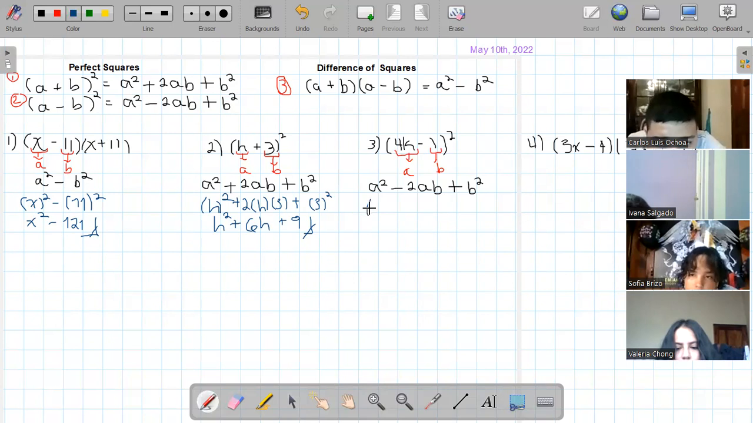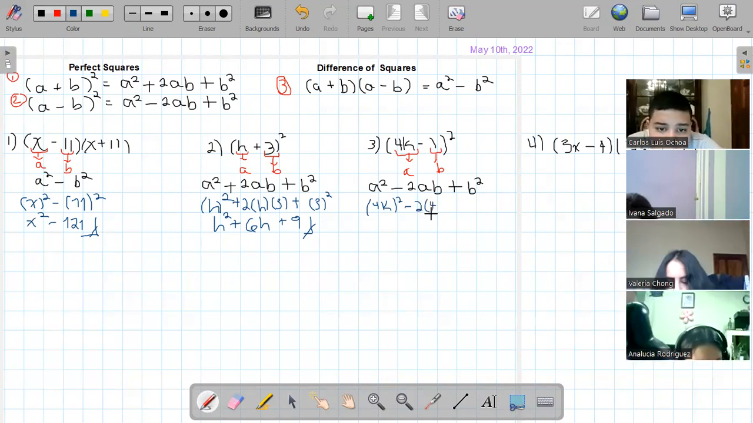So we're going to have 4K, and that goes to the square, minus the 2 of the formula, times 4K, times 1, because 1 is B, plus 1 to the square.